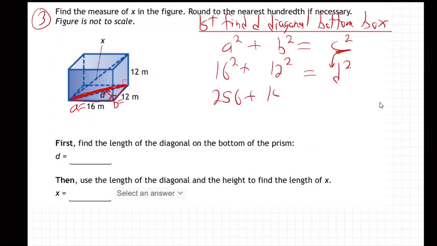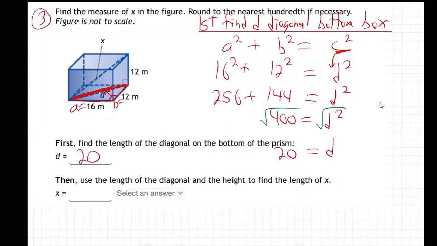So 256 plus 144 is D squared. And then I'm getting 400 is D squared. And then root it. And so D came out a nice clean 20 for me. So D came out 20. So I've got D now. I've got the diagonal, which is on the ground. The diagonal on the bottom of the box is 20.